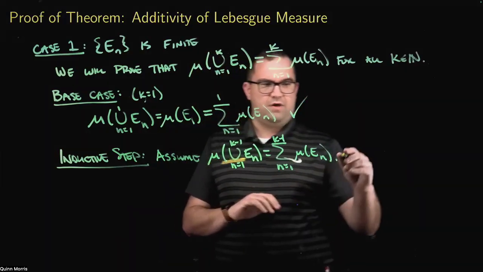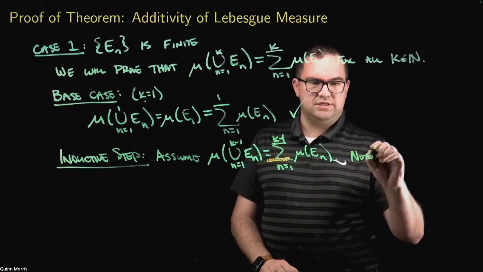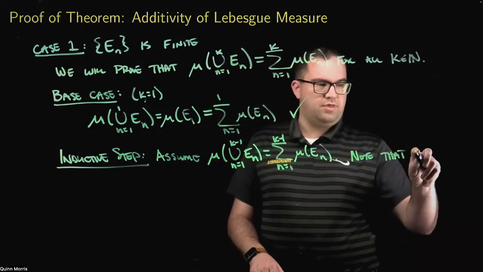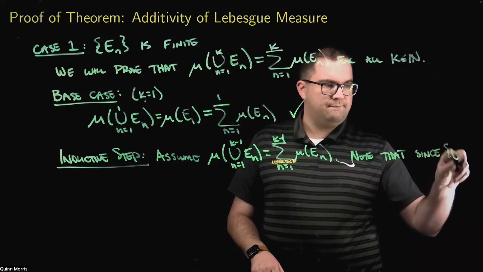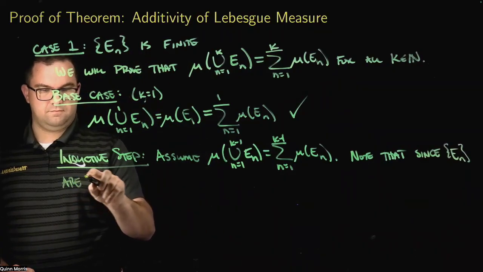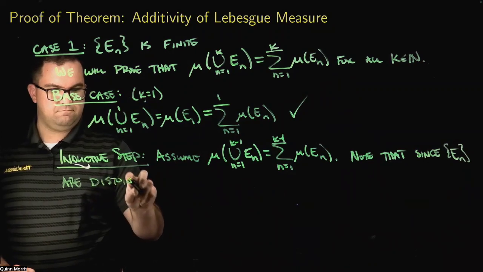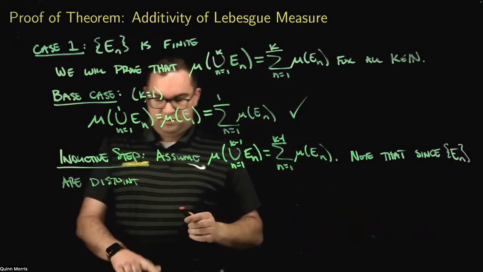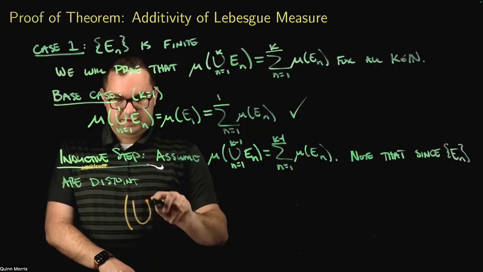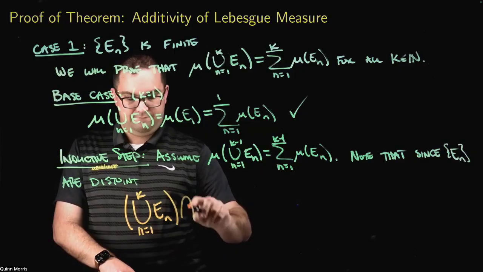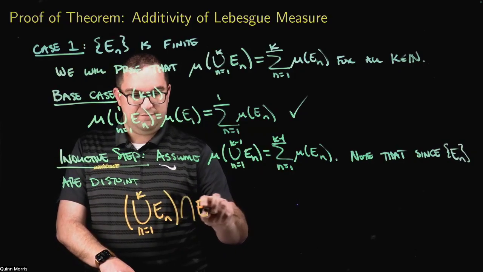Let me start by making a couple of observations that at first are going to seem maybe a little strange, like, okay, this is true, but why do we care about this? So note that since the En are disjoint, I want to make a couple of set theoretic claims. The first thing I want to note is that if I take the union n equals 1 up to K of En, and I intersect that with Ek.